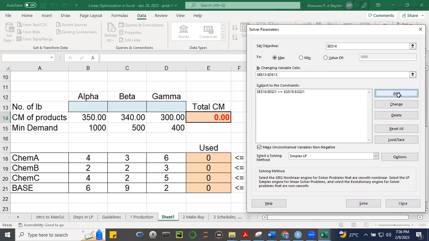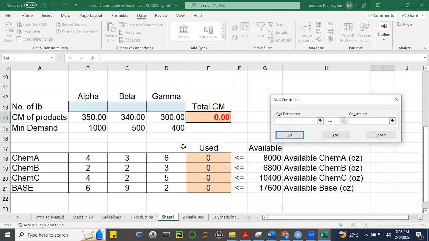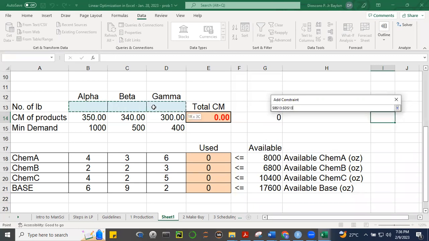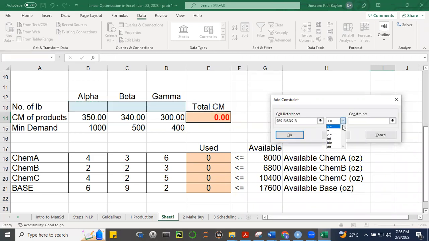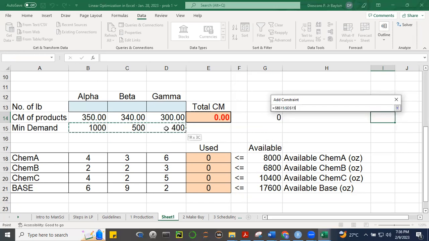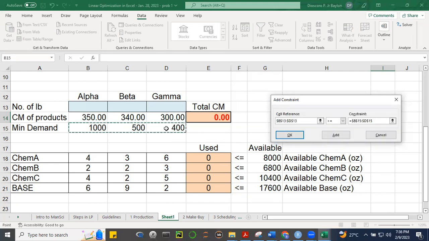All right. Let's add another one. The other constraint is that your decision variables should be greater than or equal to the minimum demand. Okay, we have to produce more than this minimum demand.